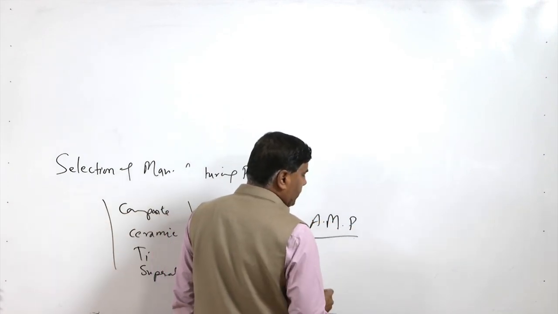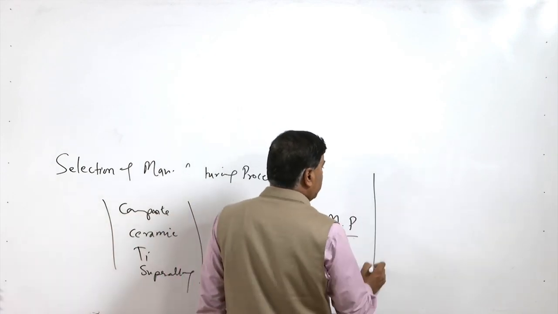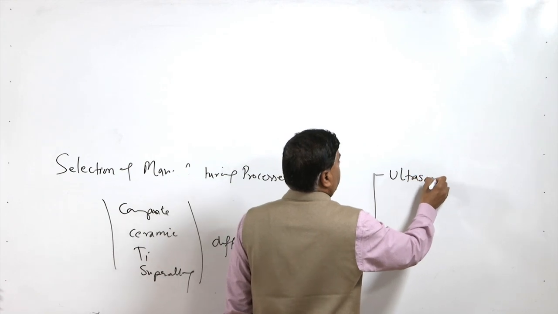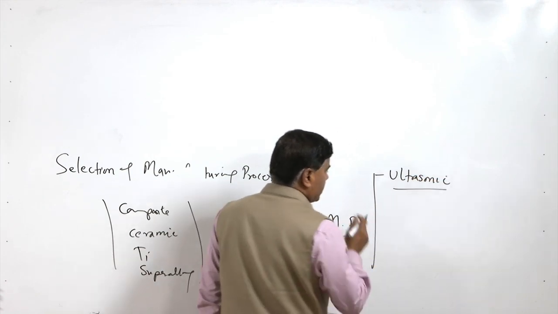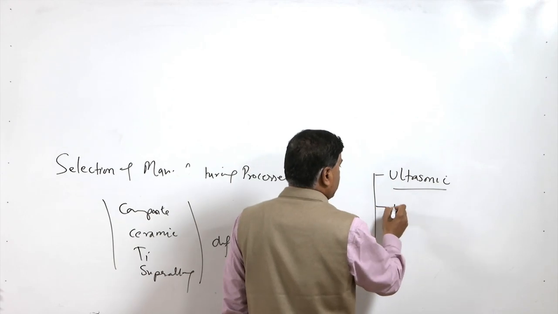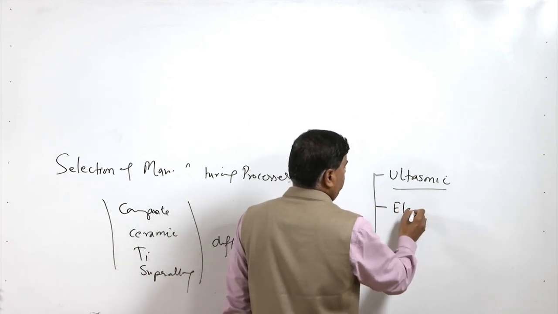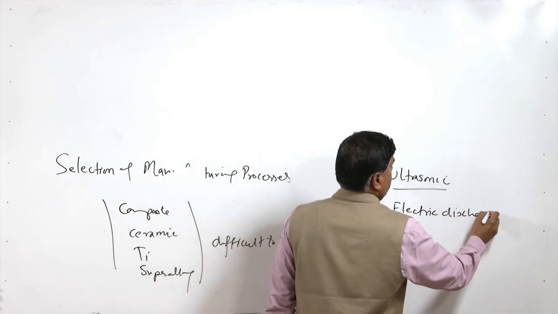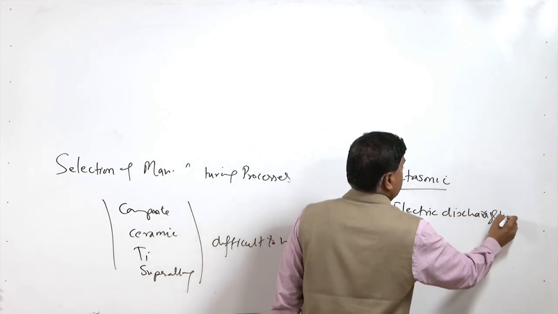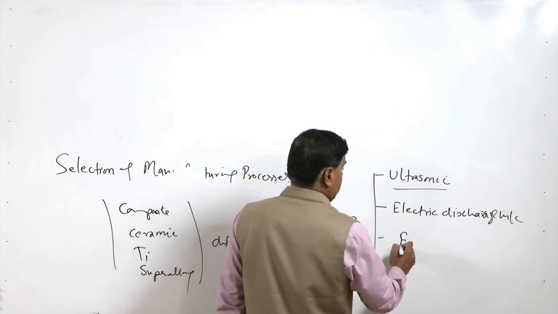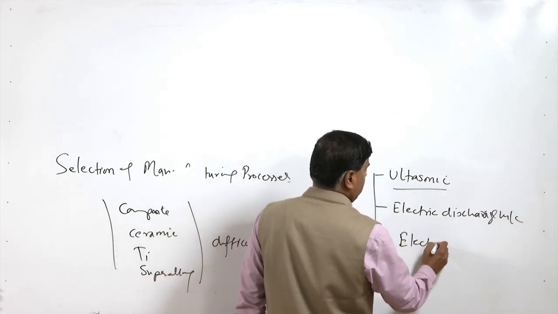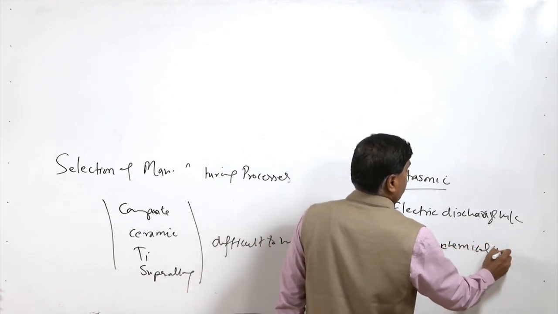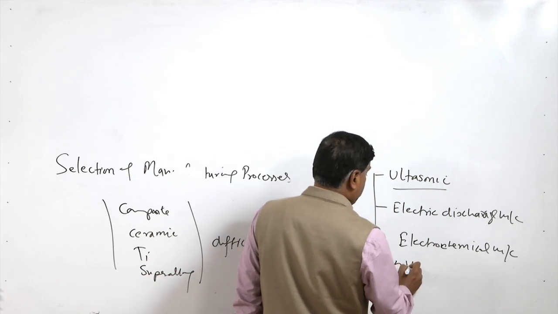manufacturing processes, AMPs, are used for them, and there are a number of advanced manufacturing processes like ultrasonic machining, electric discharge machining, electrochemical machining, water jet machining.